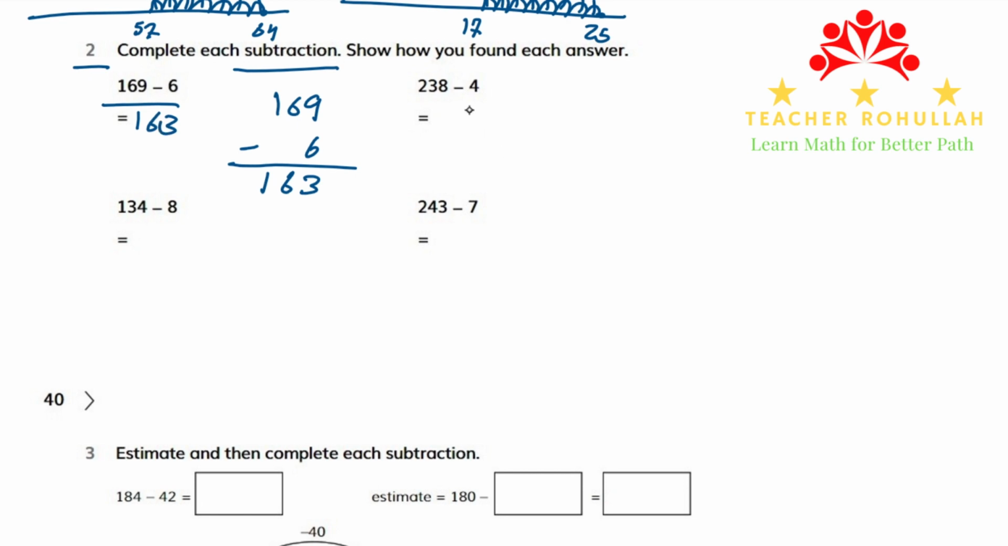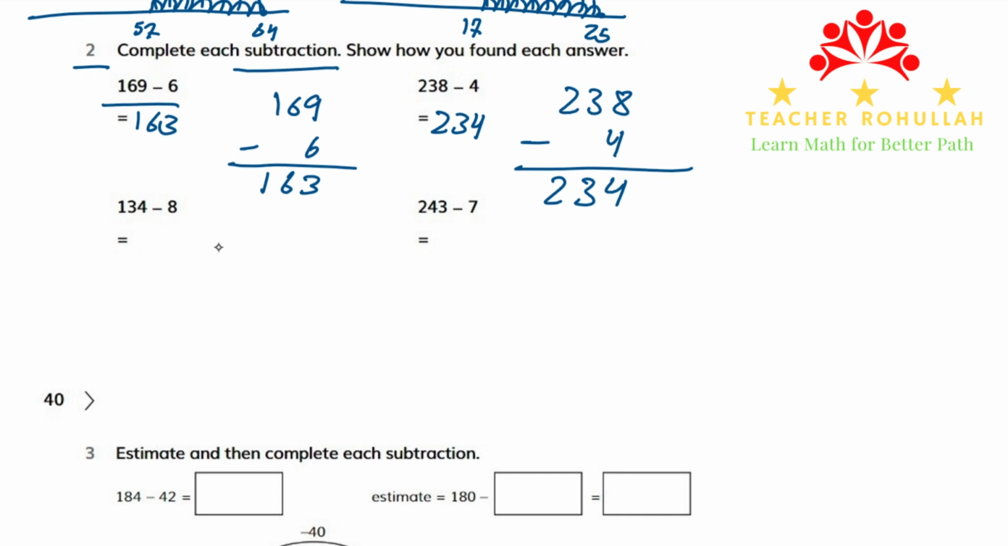The second problem in this question is 238 minus 4. We have to make sure 4 is under the ones place. 8 minus 4 is 4. 3 minus nothing is 3. And 2 minus nothing is also 2. So the answer to this problem is 234.